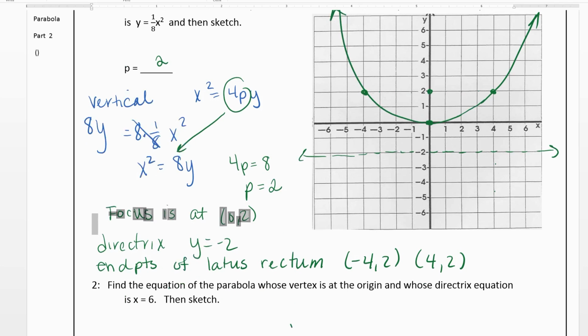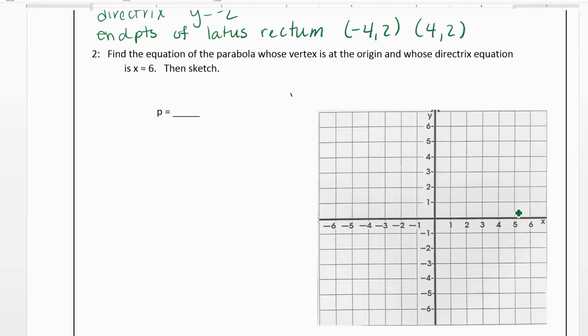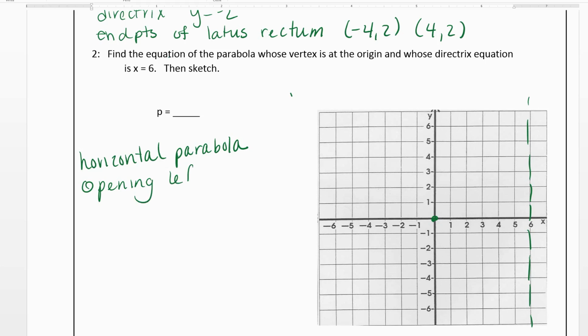Okay, so our second problem here says, find the equation of a parabola whose vertex is at the origin and whose directrix equation is x equals 6. Okay, so we're told that our vertex is at the origin and x equals 6 will be a vertical line. Now notice that tells us two things. One, that this is going to be a horizontal parabola. And it's going to be opening away from the directrix, so it's opening left, which tells us p is negative.